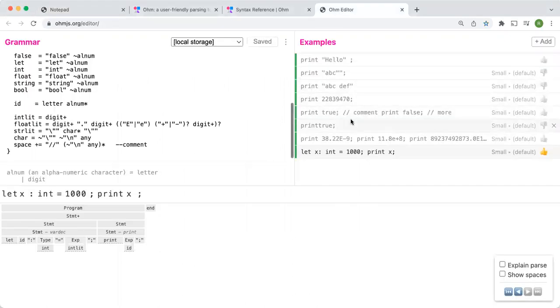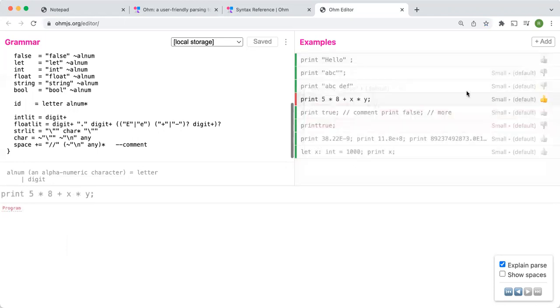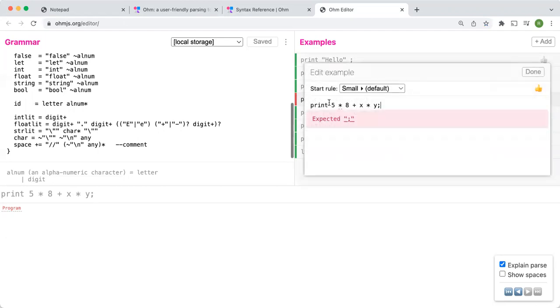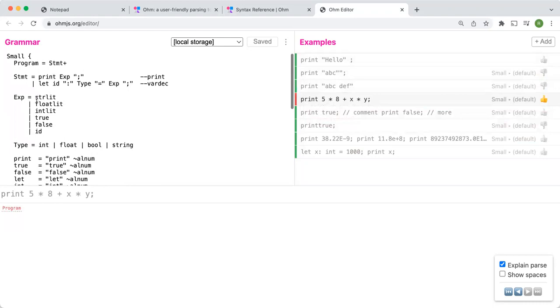So, as before, let's begin with writing some tests, or perhaps let's do something interesting over here. Let's try something and say 5 times 8 plus x times y. And this test fails right now because we don't know anything about these operators. In fact, if you look at this, it sees the 5 and it thinks it's done. It says, okay, I got your expression. Where's my semicolon?